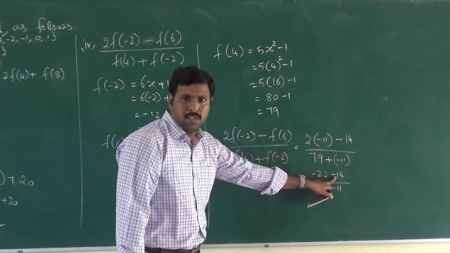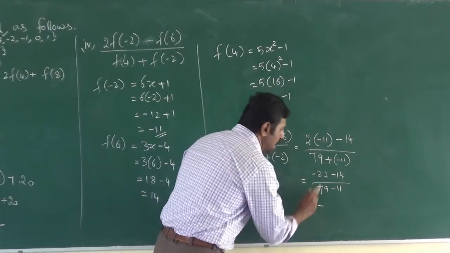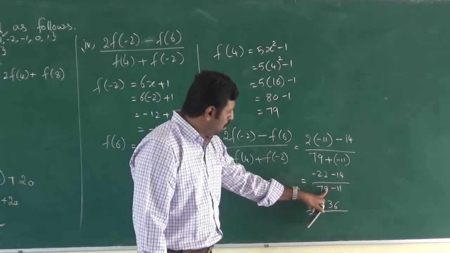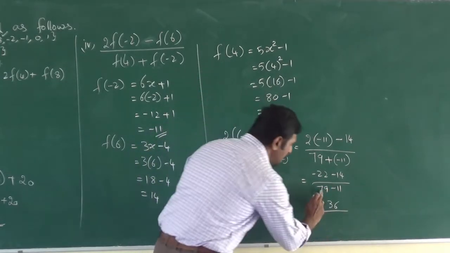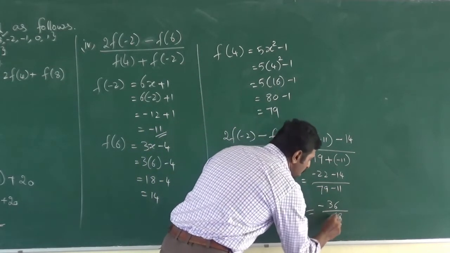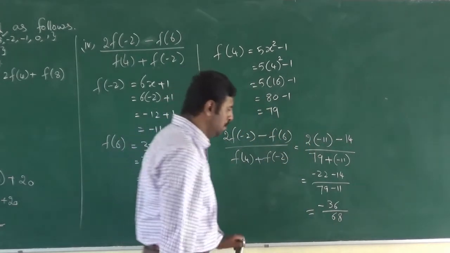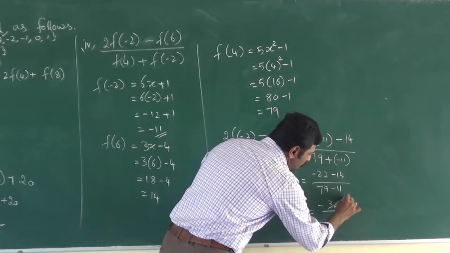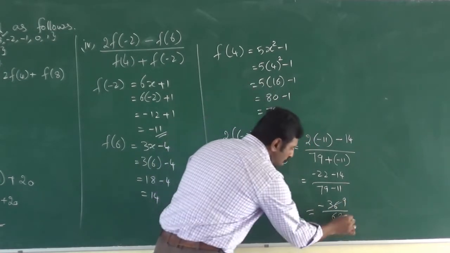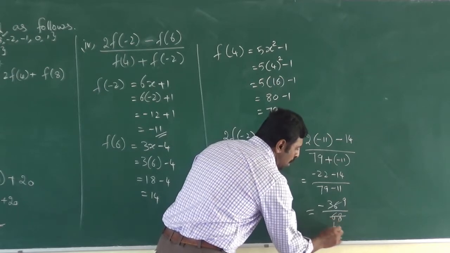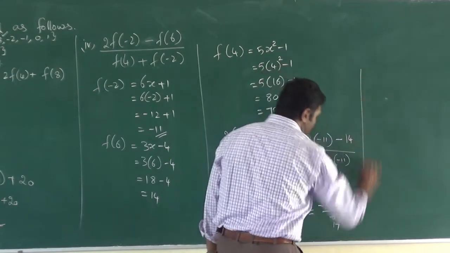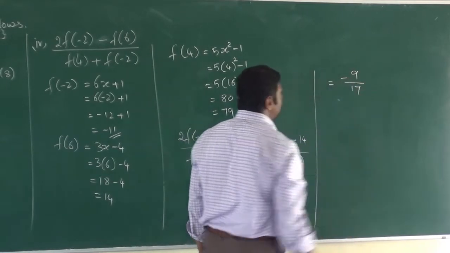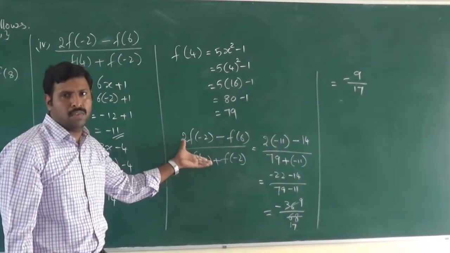Both terms in the numerator have a negative symbol, so keep the negative symbol and add the terms, that is minus 36 divided by 79 minus 11. 79 minus 11 is equal to 68. Now reduce to the lowest term. 4 nines are 36, and 4 seventeens are 68. Therefore, the value is minus 9 divided by 17 for this function.